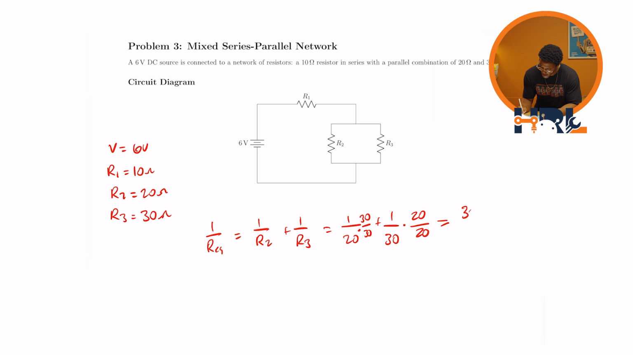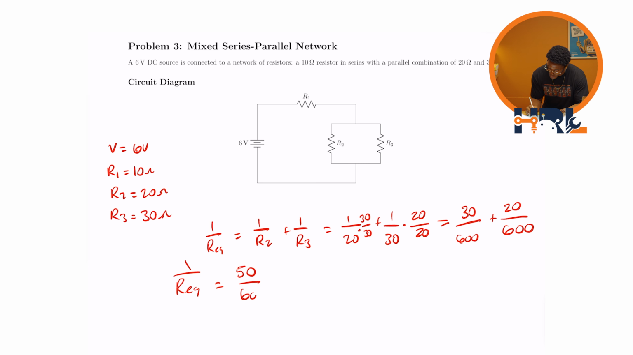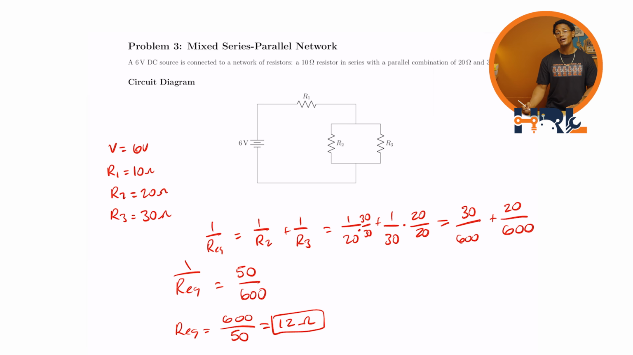Now we have 30 over 600 plus 20 over 600. So now we have an R equivalent of 50 over 600. If we flip that fraction, we get R equivalent equal to 600 over 50, and that is just 12 ohms. So our parallel connection is really just 12 ohms, and we'll redraw that in a simplified form in just a second.